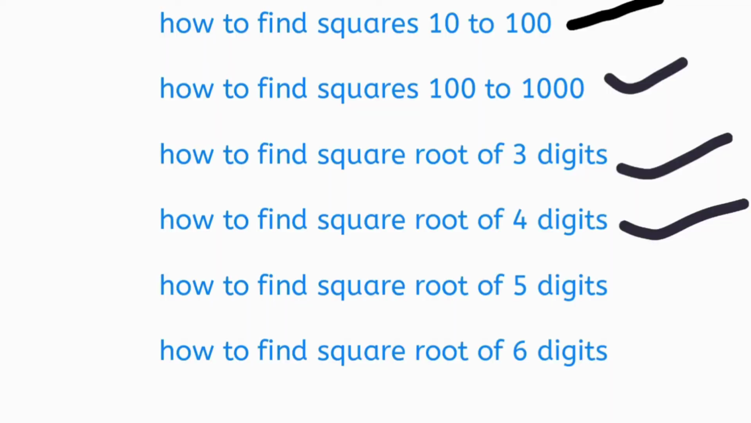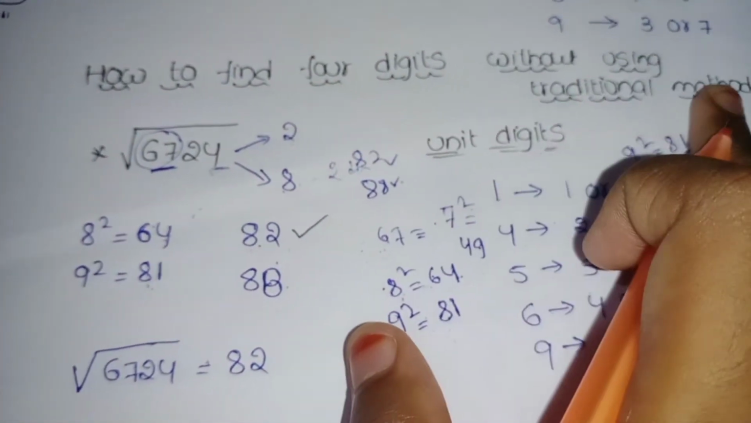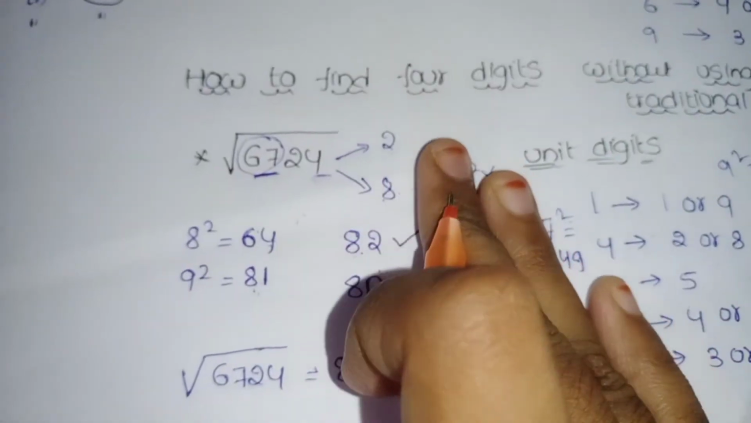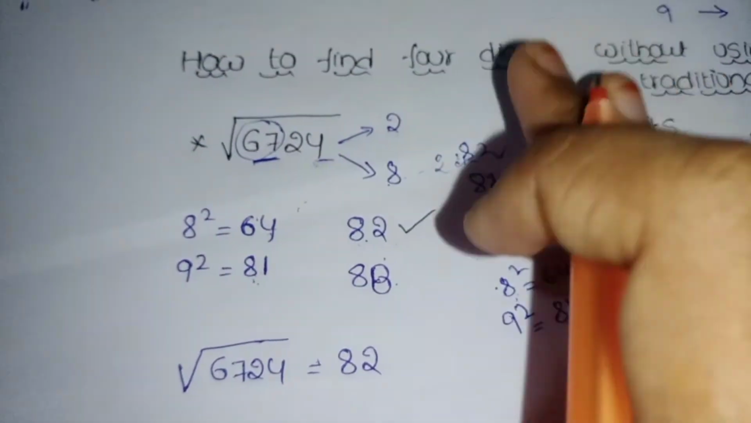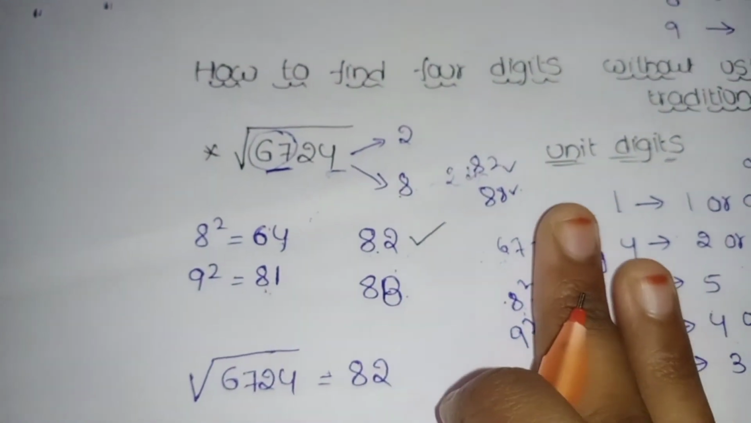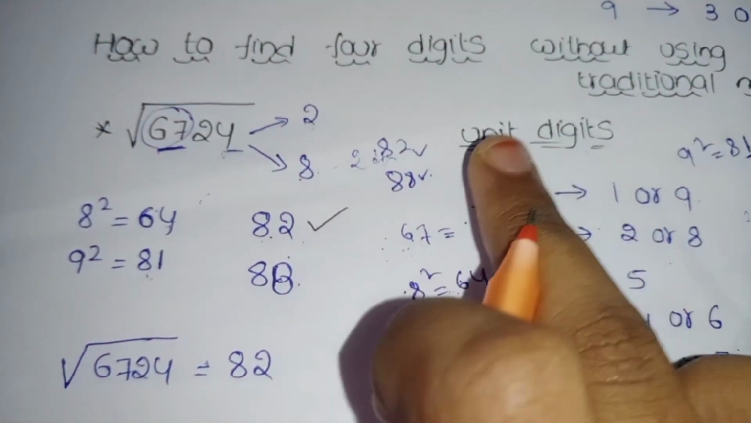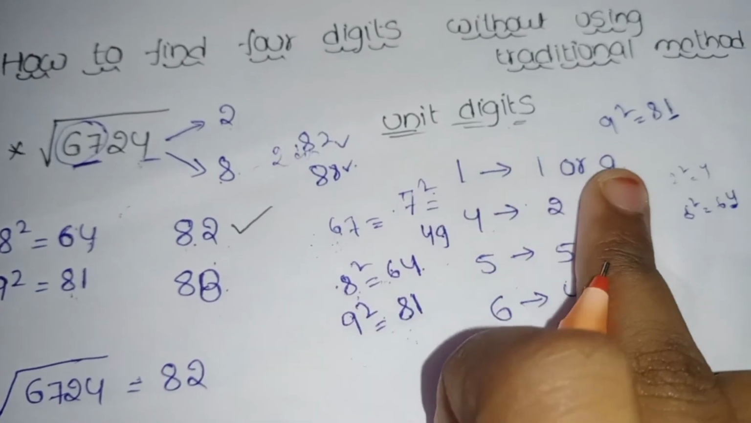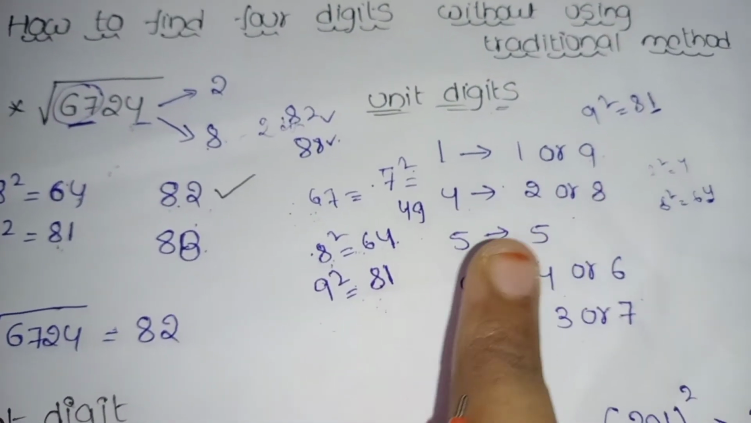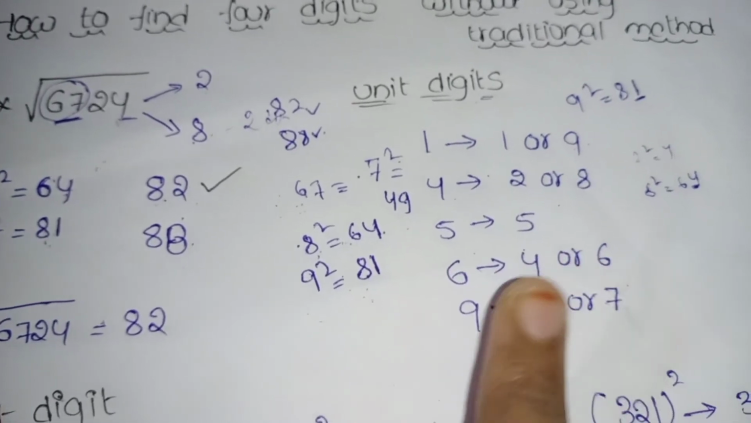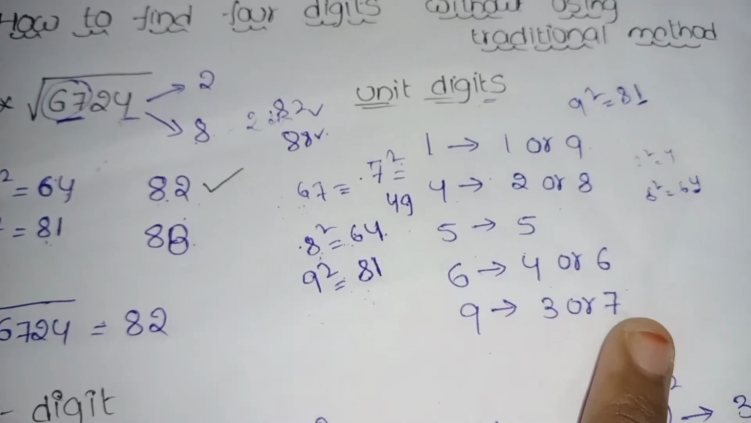And next, how to find the square root of a 4 digit number without using the traditional method? Let us see the example. First, you have to know how the trick will be applied. First, you have to know the unit digit. Unit digit means 1 having 1 or 9, 4 having 2 or 8, 5 having 5, 6 having 4 or 6, 9 having 3 or 7.